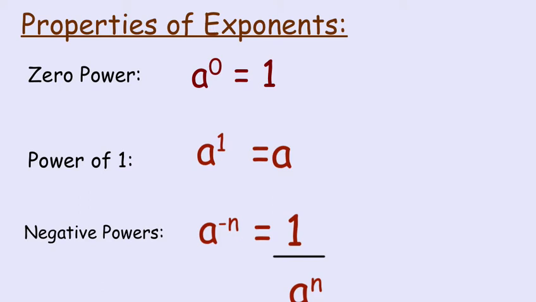What it says is anything raised to the 0 power is going to be 1. So if I give you something like this, 3 to the 0, you would get 1. The next property is the power of 1 rule. Anything raised to the 1 power is itself. So 5 to the 1 power is 5.